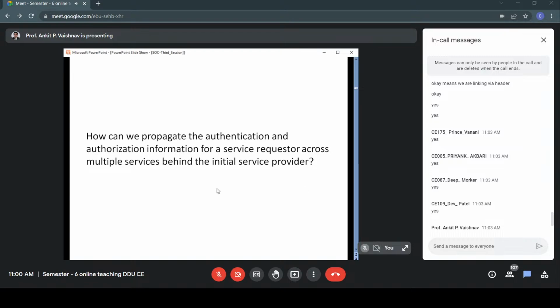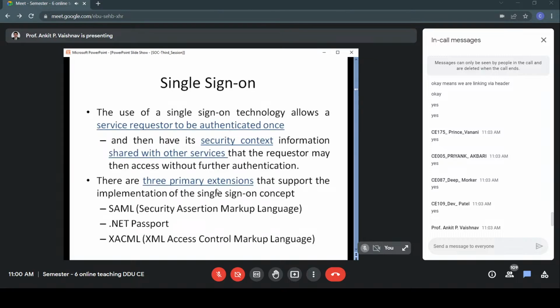Behind the initial service provider. Behind means what? Beyond account service, there are many services. So what if your requester is trying to contact them? They should know that this requester is already authenticated, right? So we have a mechanism that ensures this. We'll see that solution very soon. And that is called single sign-on.